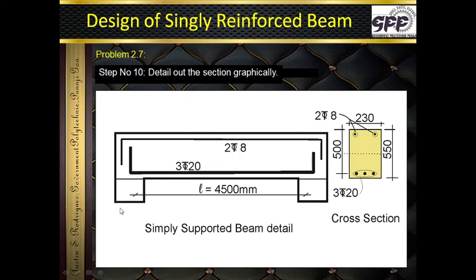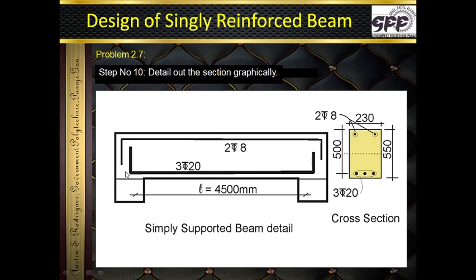That's the beam, that's the effective span which has been given to us. The width has come to 230, the overall depth is 550, the effective depth is 500. There are 3 bars of 20 in tension. They run from one support to the other support, and there are bars provided on top. These are 2 bars of 8. Please remember, these are dummy bars called the hanger bars. The purpose of these hanger bars we will be coming to subsequently.